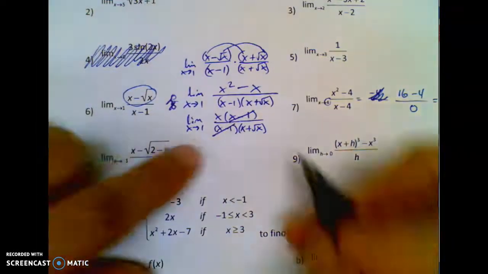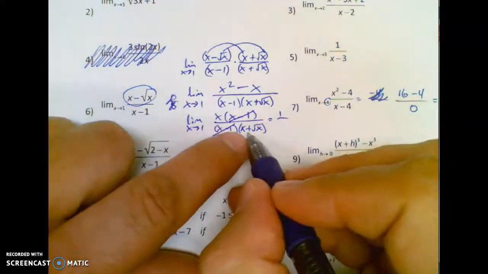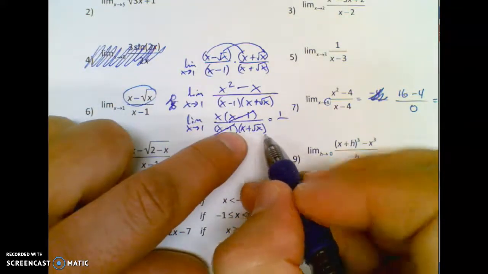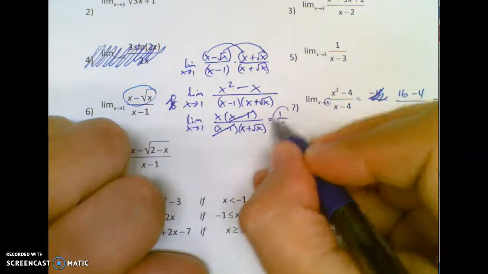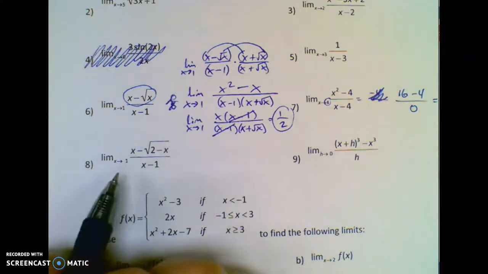I can try plugging the 1 in. If I plug in the 1 up top, you get a 1. If I plug a 1 in the bottom, you get 1 plus the square root of 1, which is 2. And your answer is 1/2. So that's very similar to how you would do this one.